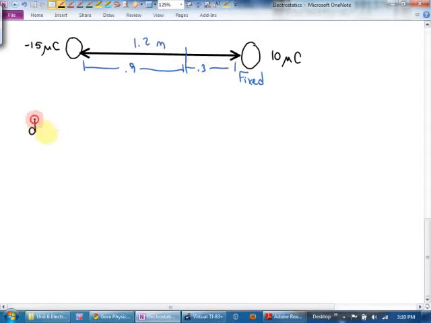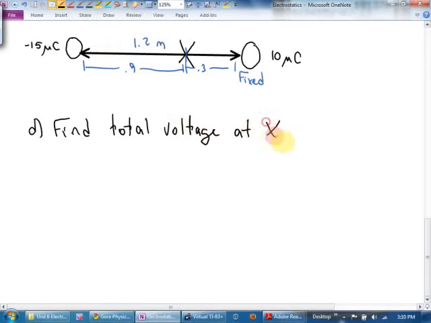And I can say to you, oh, let's give you a location again. Find the total voltage at X. Spelling the word voltage correctly, Mr. Dewitt.